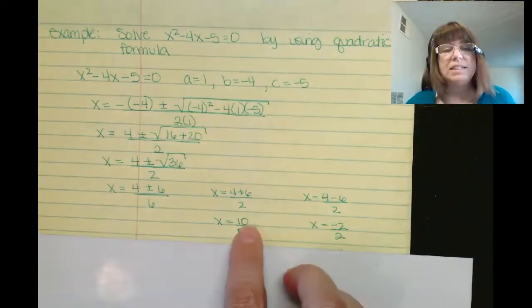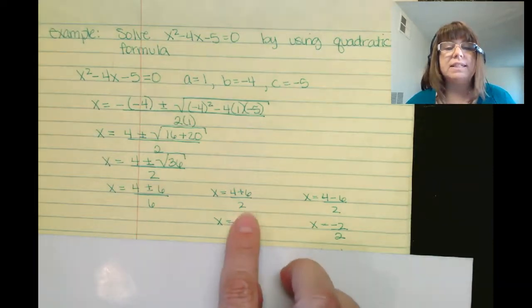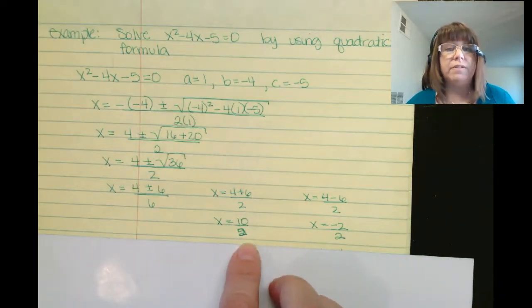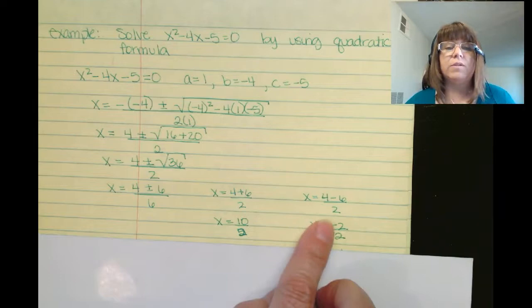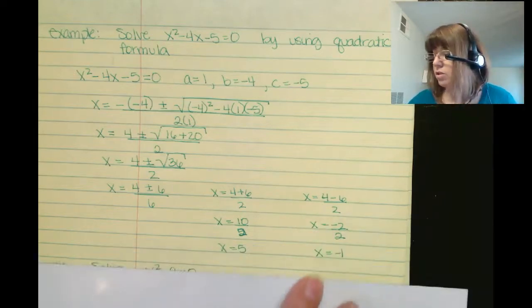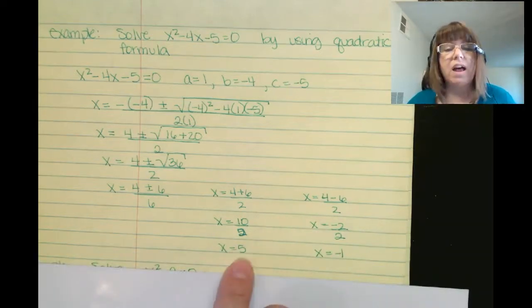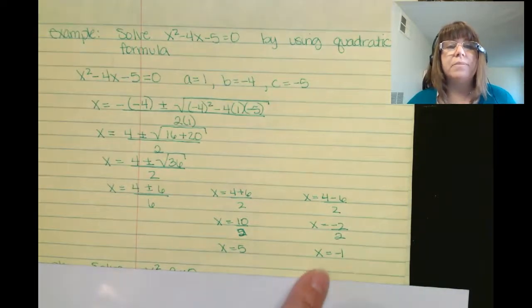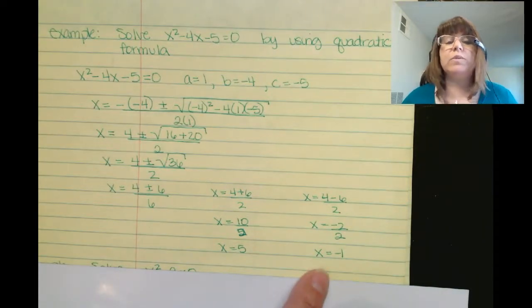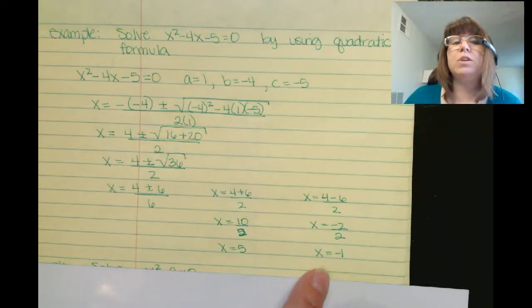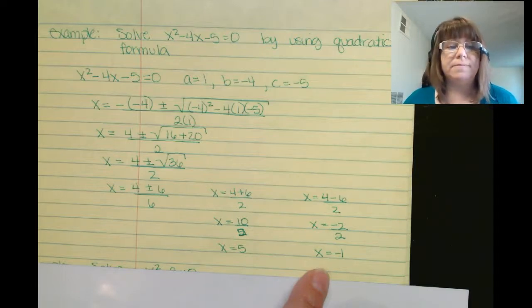That gives us 10 over 2. 4 plus 6 is 10. 10 over 2 is 5. And 4 minus 6 over 2 is negative 2 over 2. So our final solutions are 5 and negative 1. Yes, I know maybe factoring for this problem would have been faster, but it does show that the quadratic formula can be used on these equations.